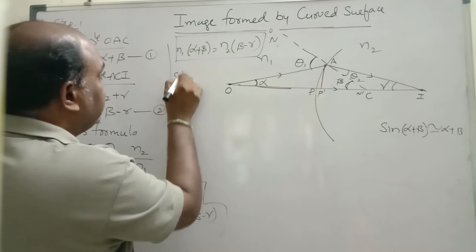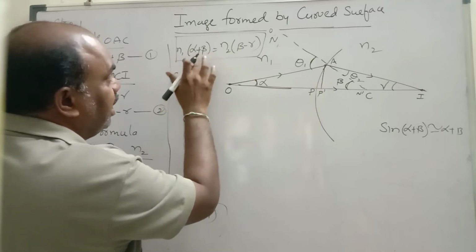Now I am going to find step 2. I am going to find the values of alpha, beta, gamma.